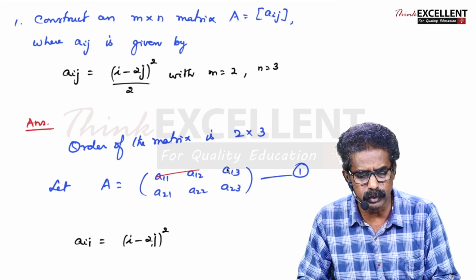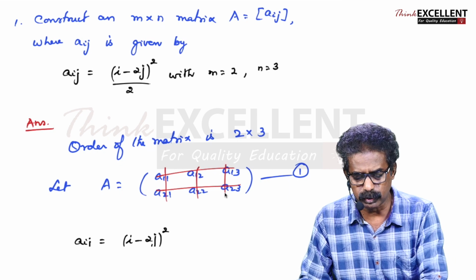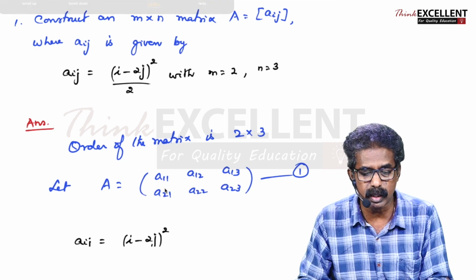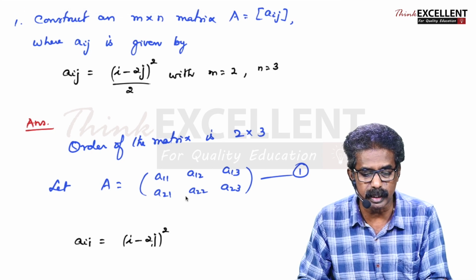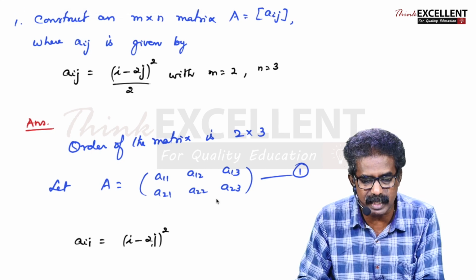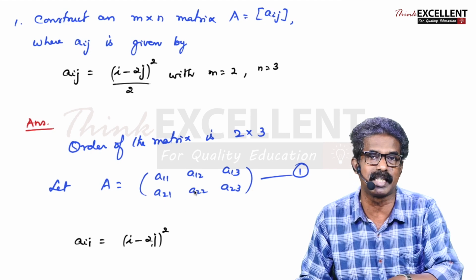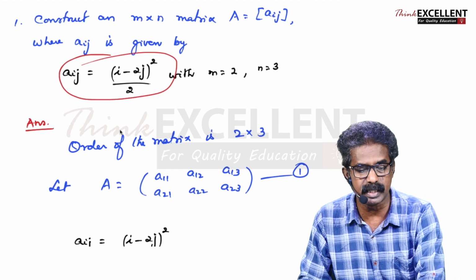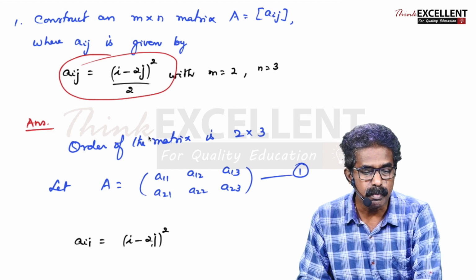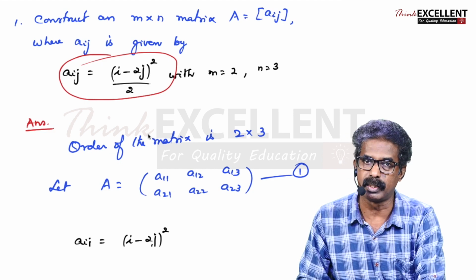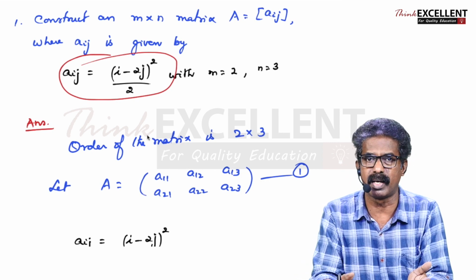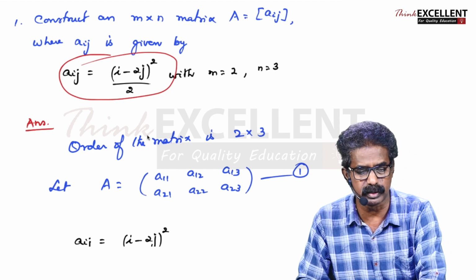2 rows and 3 columns. So you take A as the matrix with A11, A12, A13, A21, A22, A23. This is our answer. We find all 6 elements and substitute using this relation: Aij is equal to the whole square of i minus 2j, divided by 2. They can give any relation. Sometimes they give modulus. Modulus means absolute value. Even if it is negative, you take it as positive.